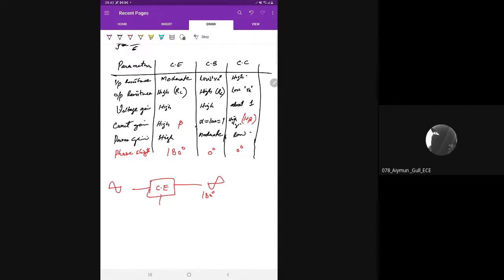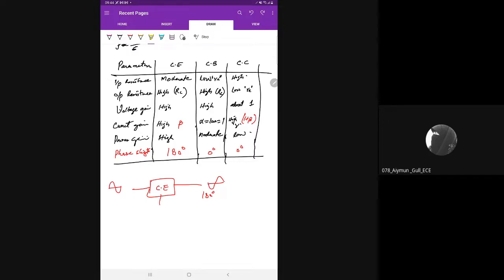So these are various parameters in these configurations: input resistance, output resistance, voltage gain, current gain, power gain, and phase shift. Based on these parameters we decide which one is appropriate for us. I said generally common base configuration is not used. I also said generally common collector configuration is not preferred. These two are not preferred, but common emitter is generally preferred.